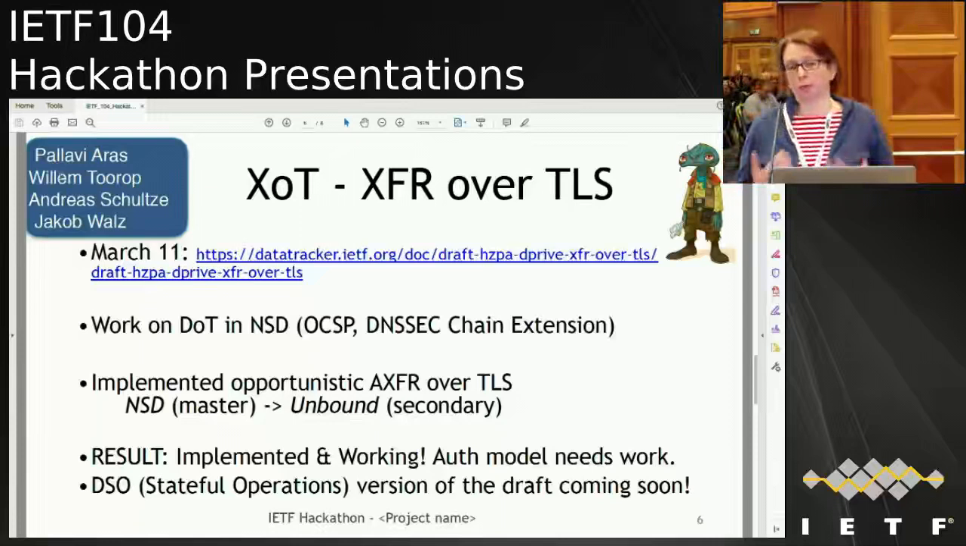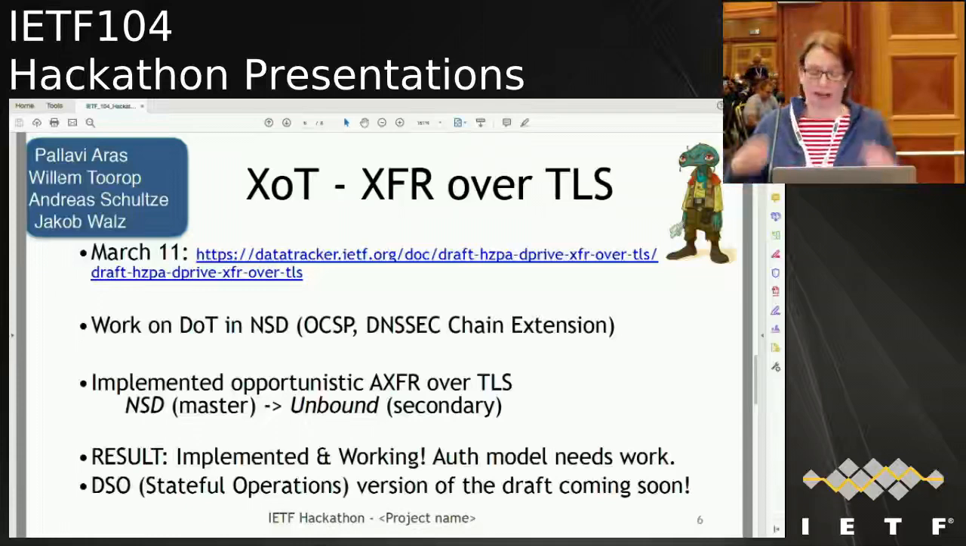So that's good, but what we've realized is that the authentication model behind this needs a bunch of work. And we also realized that this is a really nice candidate to take advantage of something new in the DNS called stateful operations. So we have the outline of a new draft about how to do this over stateful operations.